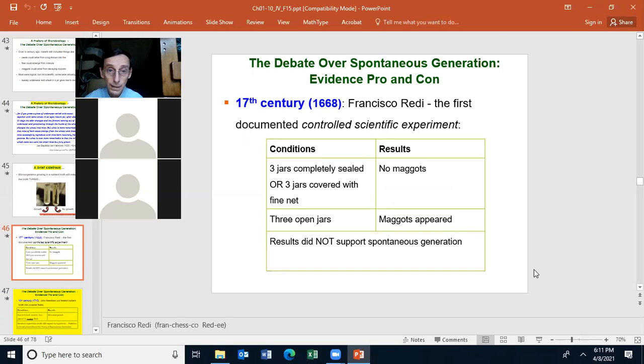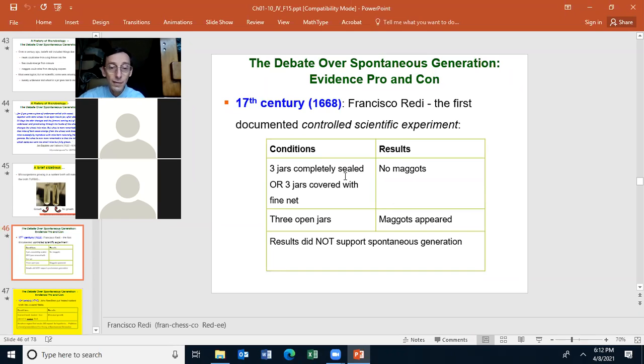What Francesco Redi did was he got 3 jars and left them unopened without a lid and put meat in the jars. And then he got 3 jars and he completely sealed them. And he got 3 jars and he covered them with a fine wire mesh net. And the reason why he had this wire mesh was when he completely sealed the jar, people argued, you sealed it so the vital force could not get into the meat and cause spontaneous generation.